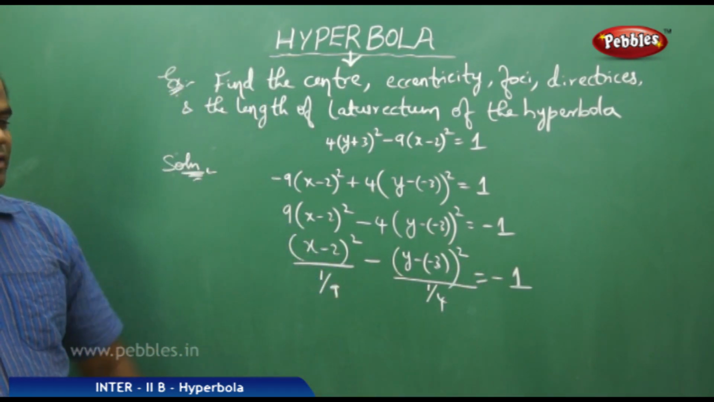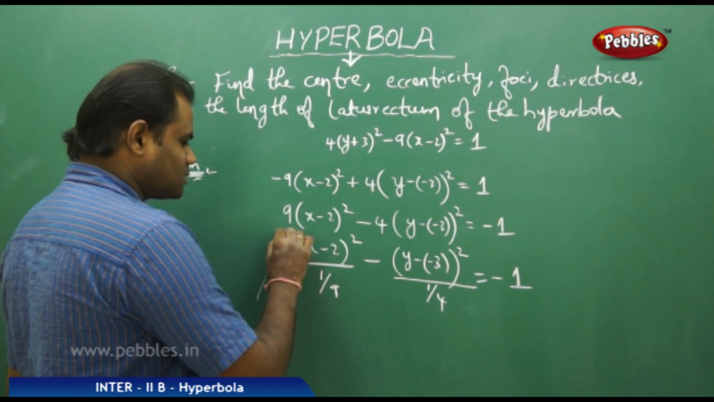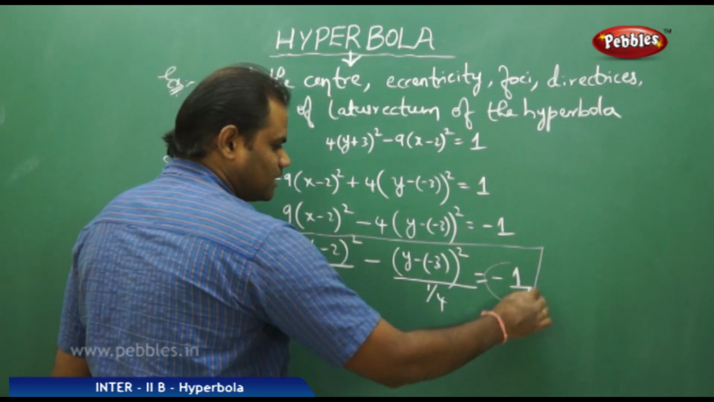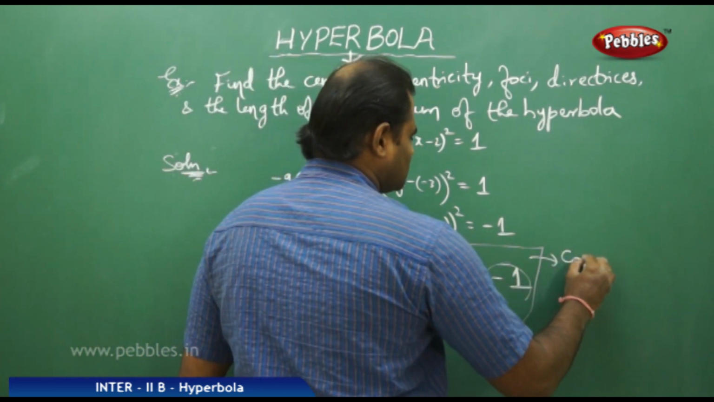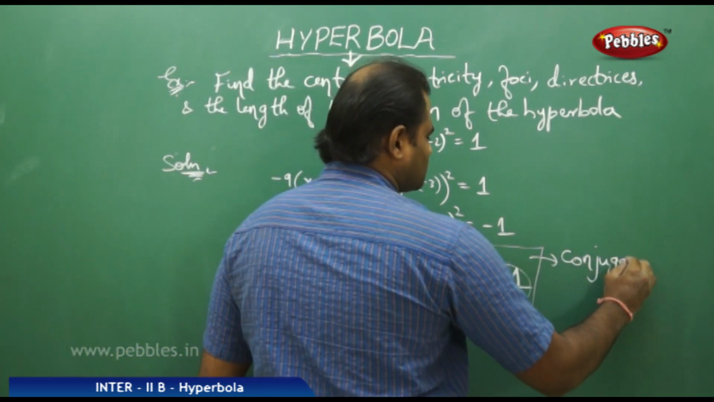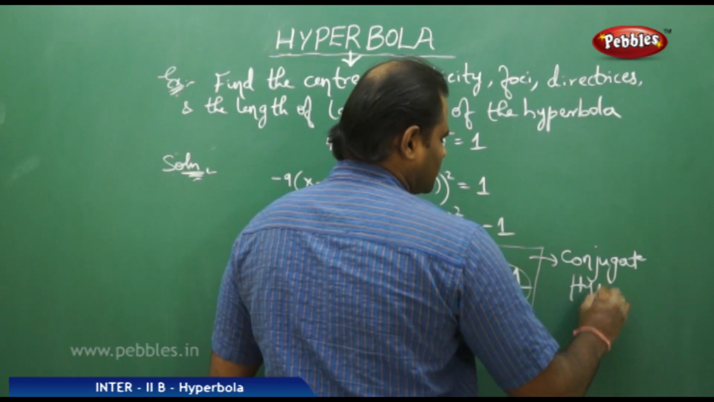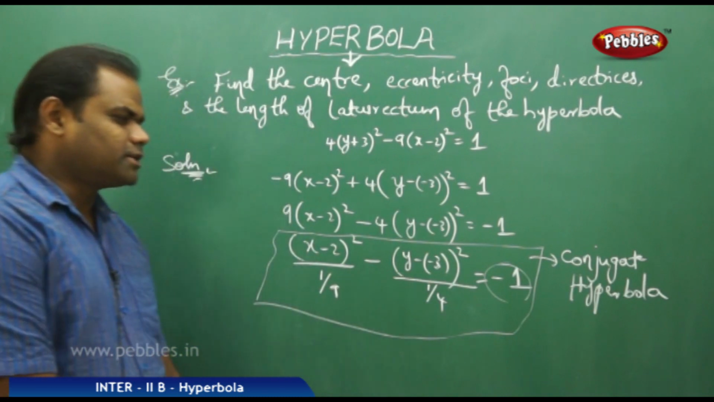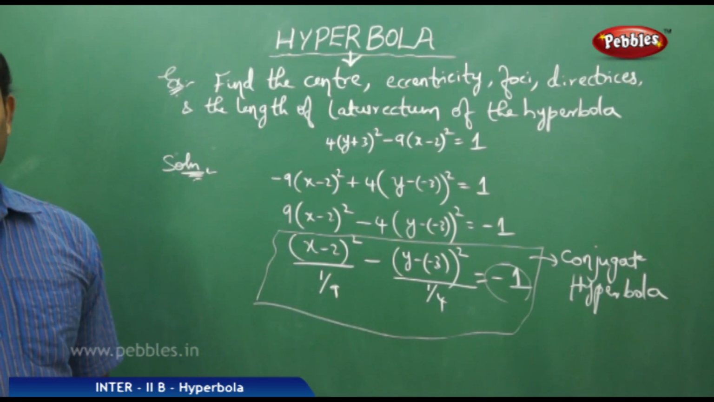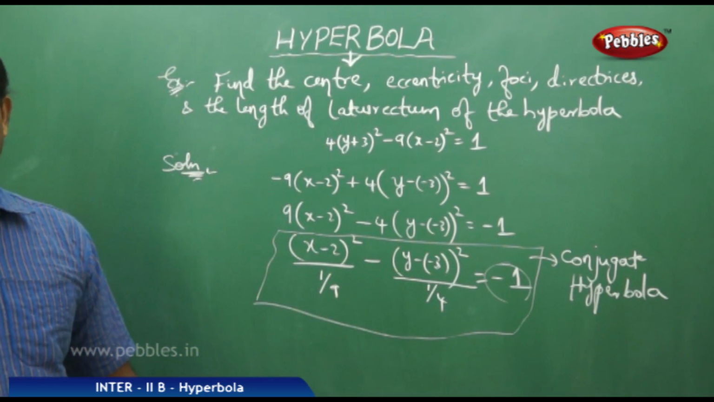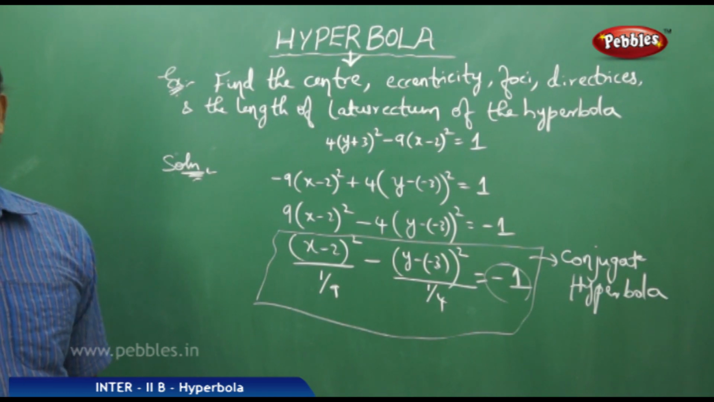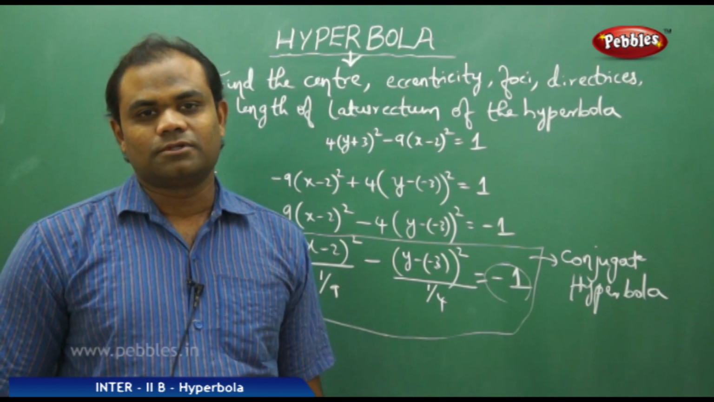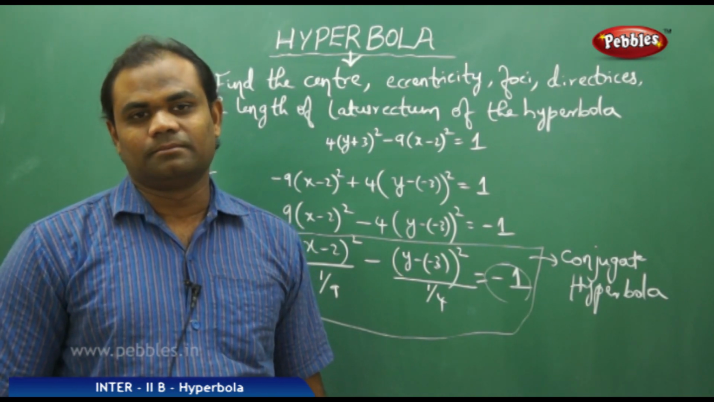Now clearly I see that this is a conjugate hyperbolic equation because the right hand side is minus 1. This is a conjugate hyperbola. So with this conjugate hyperbola, we find the vertices, the foci, the directrices and the length of latus rectum for this equation given in conjugate form. So let's see how we can do each of them.